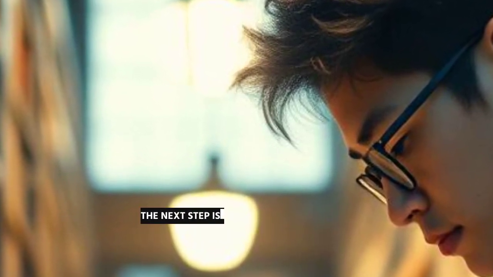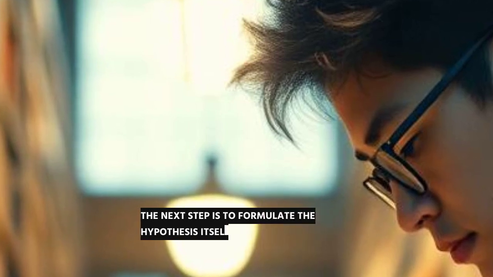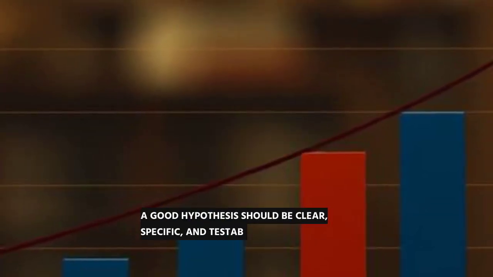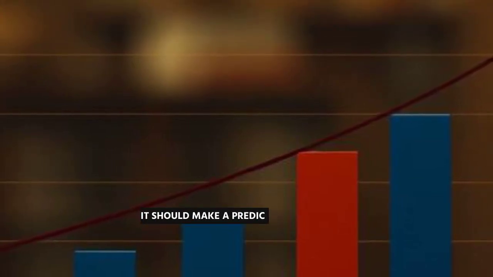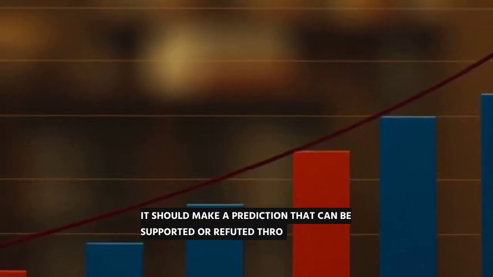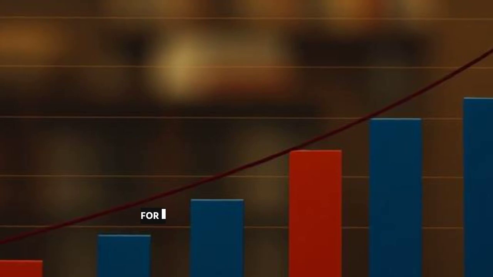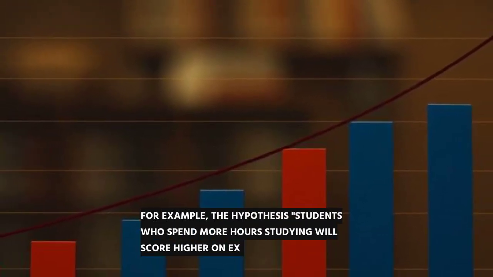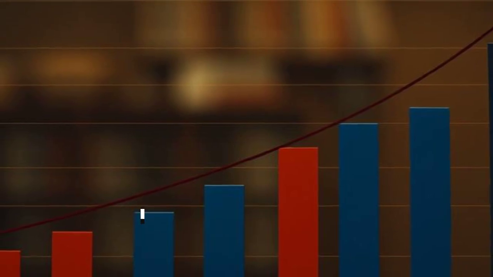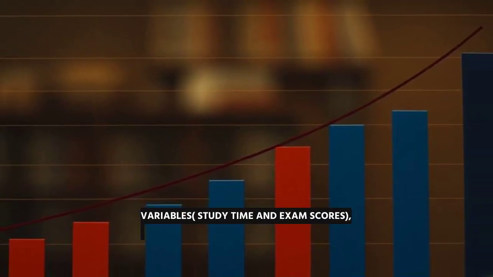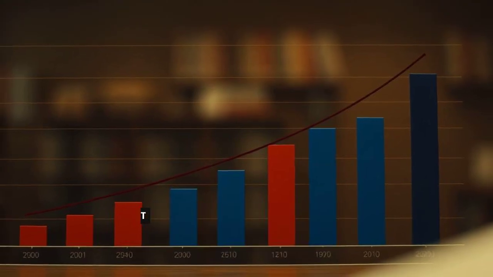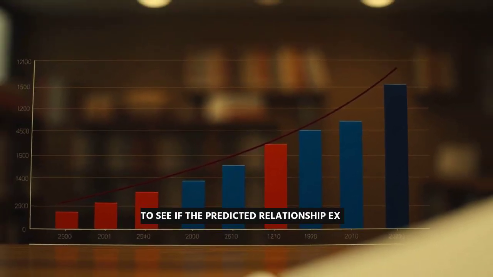The next step is to formulate the hypothesis itself. A good hypothesis should be clear, specific, and testable. It should make a prediction that can be supported or refuted through empirical evidence. For example, the hypothesis students who spend more hours studying will score higher on exams is specific because it identifies the variables, study time and exam scores, and it is testable because you can collect data on study hours and exam scores to see if the predicted relationship exists.